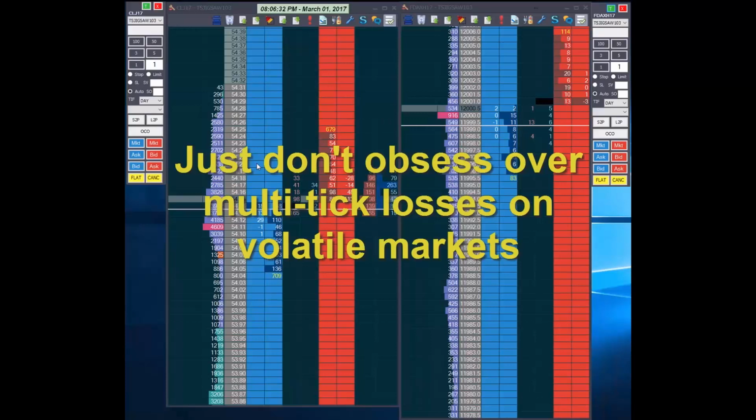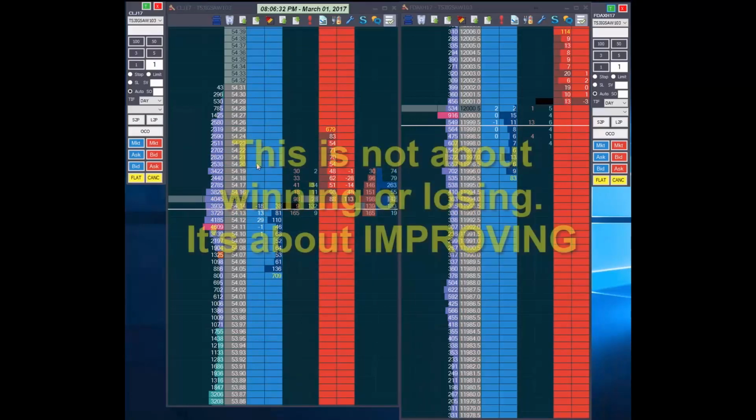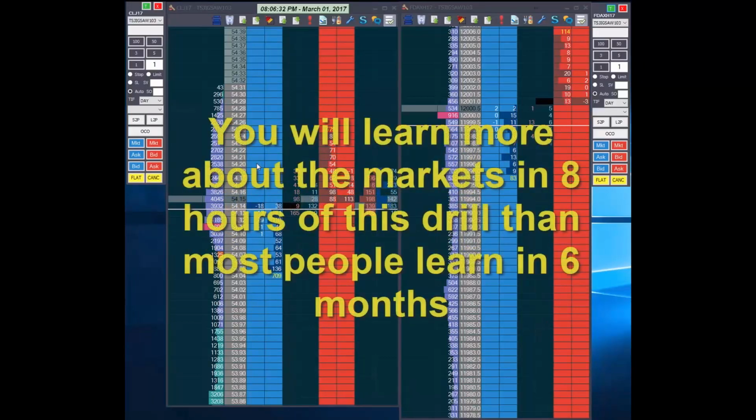And that's why you don't need to make this about winning or losing. Because if you make it about winning or losing, a couple of 3-tick losers on crude is going to make you feel bad, and then most likely you'll stop doing the drill. And it would be silly to stop, because if you do this drill, you'll learn more about the market in 8 hours than most people learn in 6 months.